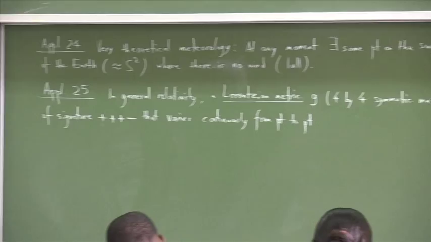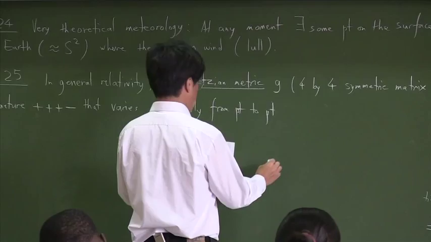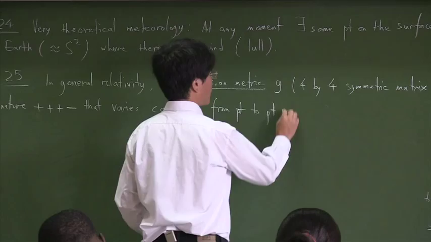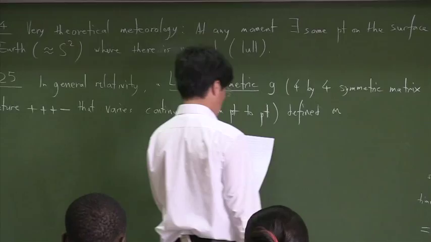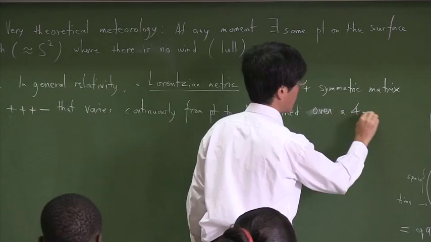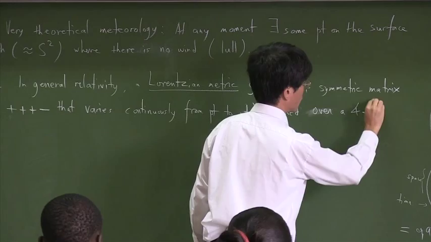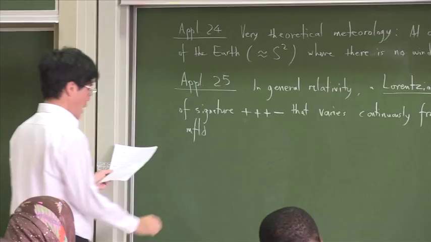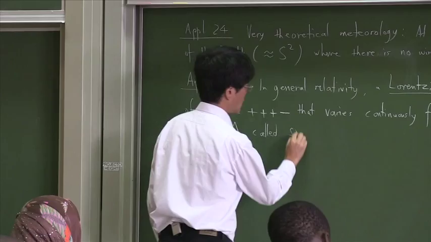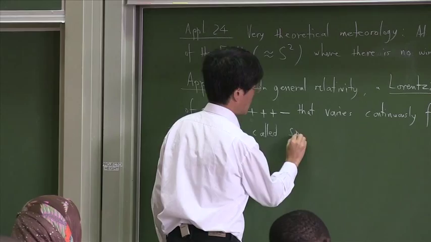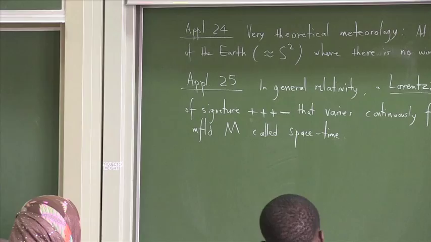Okay. And G is defined on a four-dimensional manifold, over a four-dimensional manifold. Let's call it M, called space-time. That's the mathematical setup.